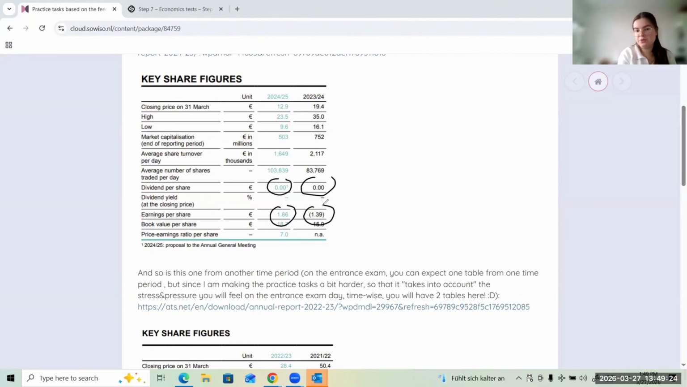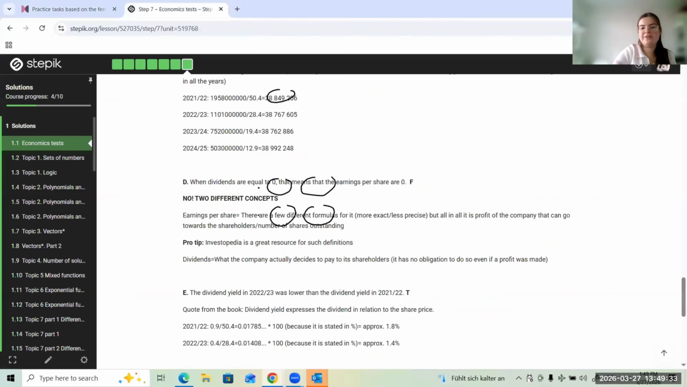So you can say, okay, since in this year, for example, there is a case where dividends are 0 and earnings per share are not 0. Therefore, this statement is very, very likely to be false because I have an example in front of my eyes given to me in the task that says otherwise. So it's false.